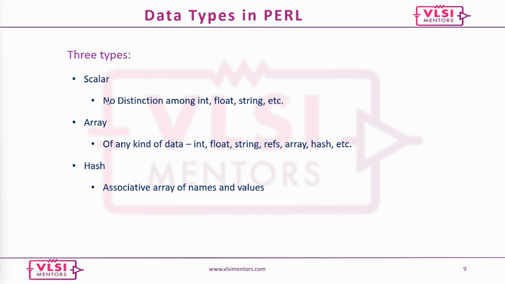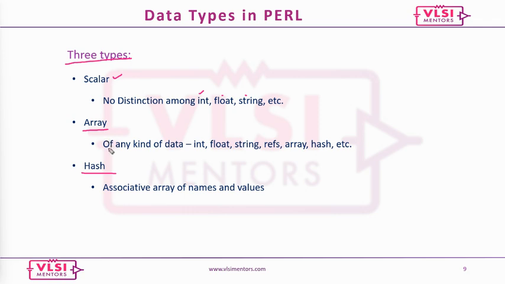Okay, continuing further, the data types. We have three data types in Perl: one is scalar, the second is array, and the third is hash. For a scalar, it doesn't matter whether it is an integer, float, string, etc. It's just treated as a regular variable, just like in any other language.